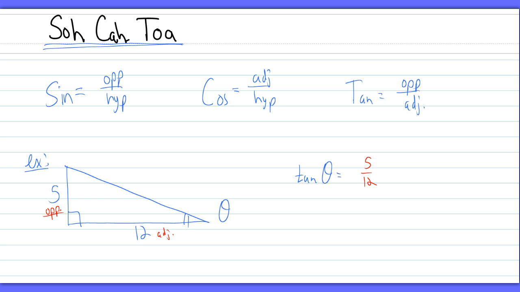Sine, cosine, and tangent, these trig functions are ratios. Sometimes the ratios will be expressed as a decimal. We could divide 5 by 12 and get a decimal. We'll leave it in this exact fraction form for right now. Next one. Let's find the cosine of this angle theta.